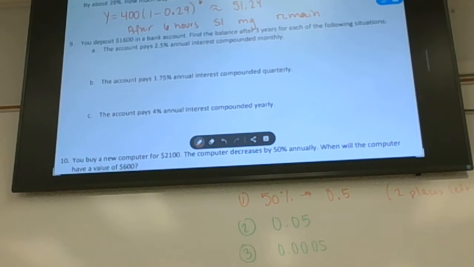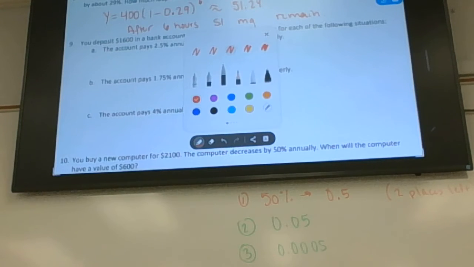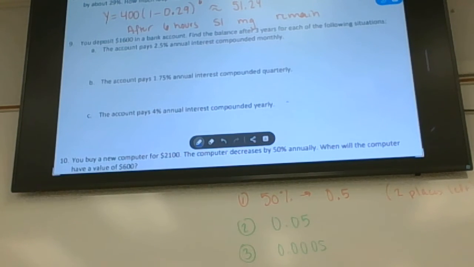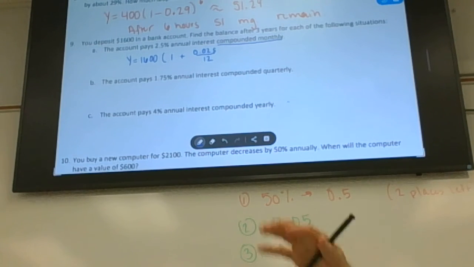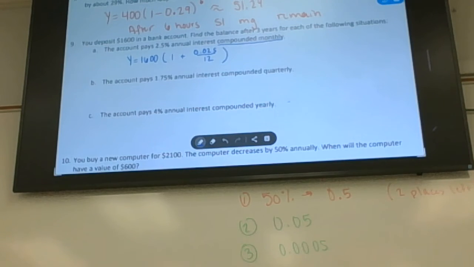You deposit $1,600 in a bank account. This one's really important. There's some different wording in here. This says it's compounded monthly. I told you guys this yesterday. If it's monthly, they take your interest rate and divide it by 12, and then they multiply that 12 on the outside. So the word compounded monthly changes your formula.